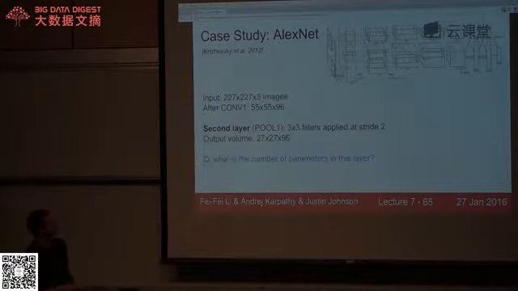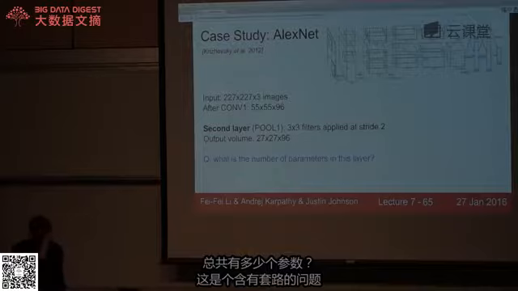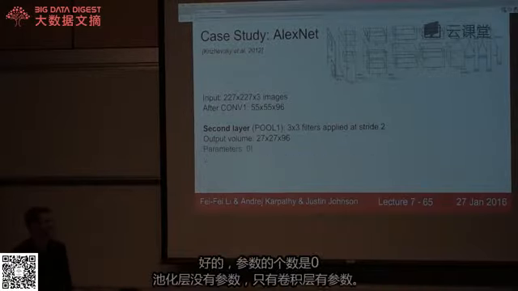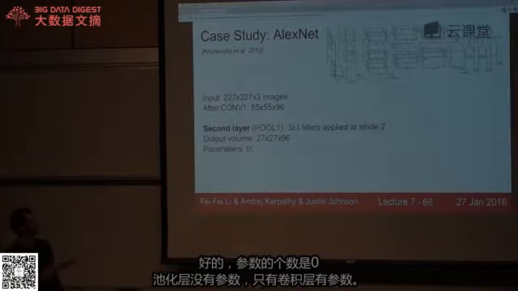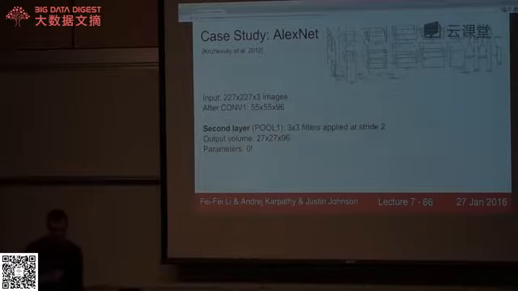Oh, shoot, I gave it away. How many parameters are there? This is a trick question. Okay, there are 0. All right, there are 0 parameters in the pooling layer. Only the conv layers have parameters.